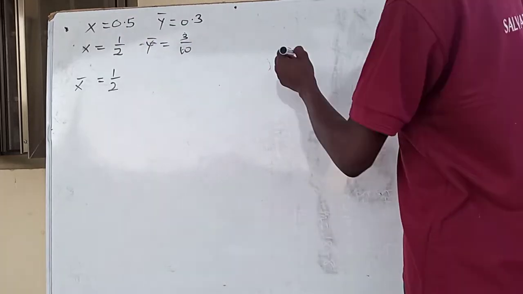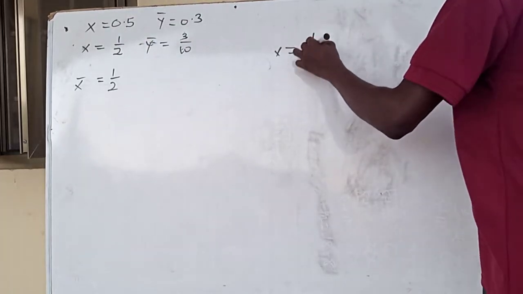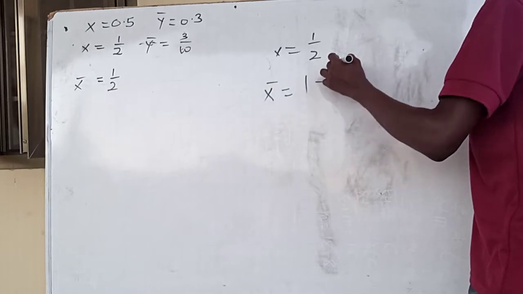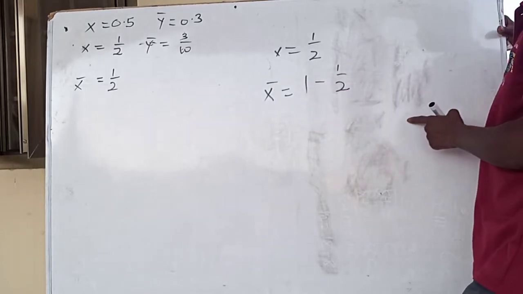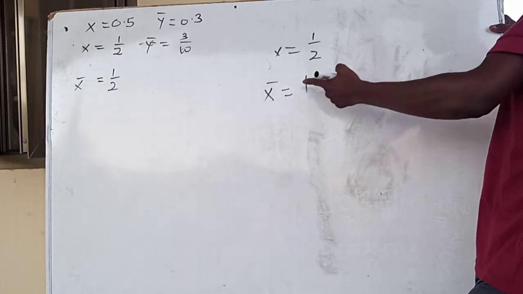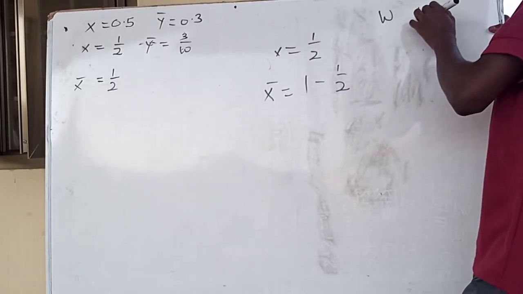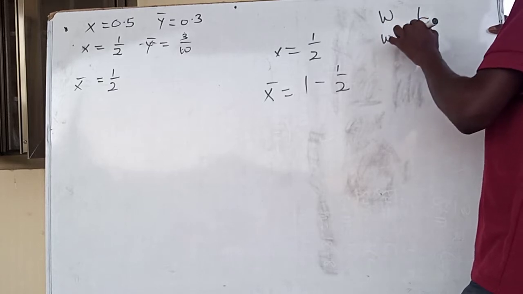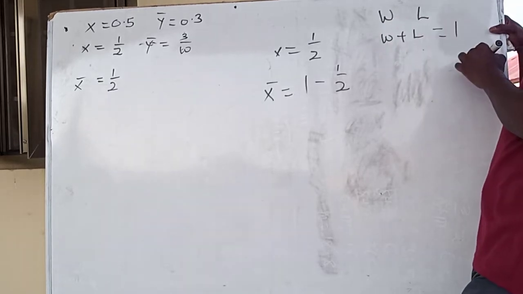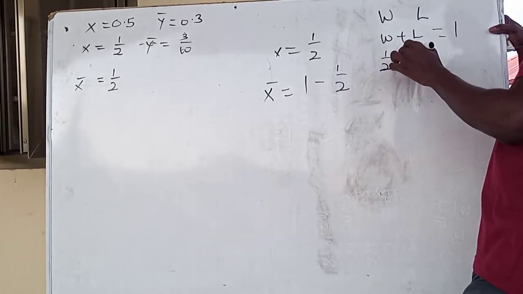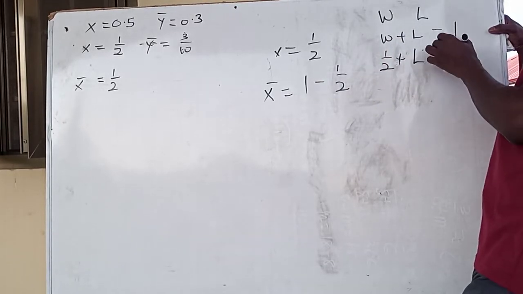See, let me teach you something. X is what? 1 over 2. If you want to find not X, it is the same as 1 minus 1 over 2. We are saying every probability is what? 1. So if you win, you either win or you what? Lose. So it's like win plus lose equals what? 1. Do you get it? So he is winning the contract, it's 1 over 2. So how will you find the lose?